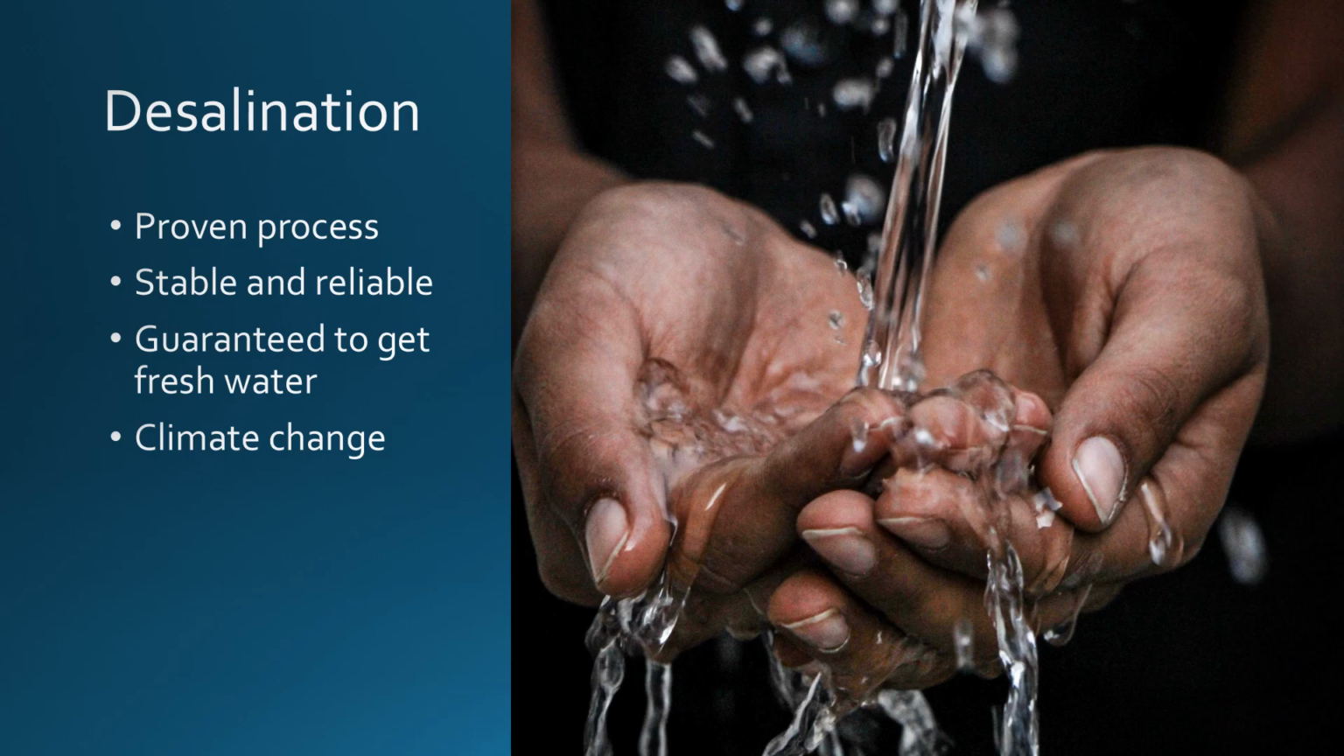Reasons to rely on desalination. It is a proven process. It's stable and reliable if you have the means to do it, meaning if you have the resources, if you have the budget. San Diego County is obviously a lot wealthier than many of the counties in different parts of the U.S., so they will have the means to do that. If you use desalination, you're guaranteed to have fresh water. It's a guaranteed method.